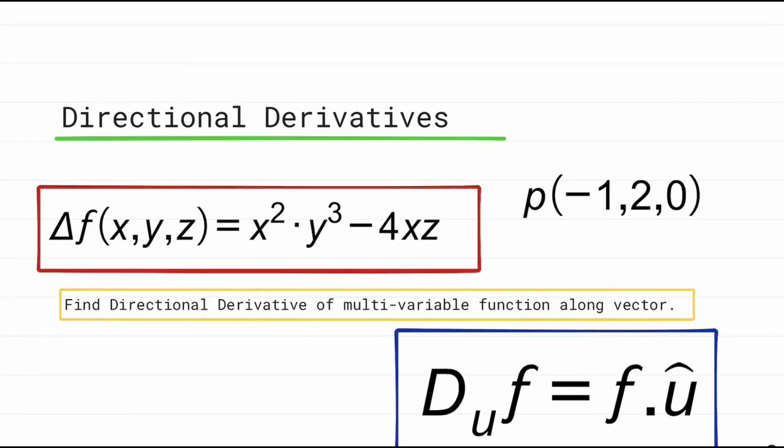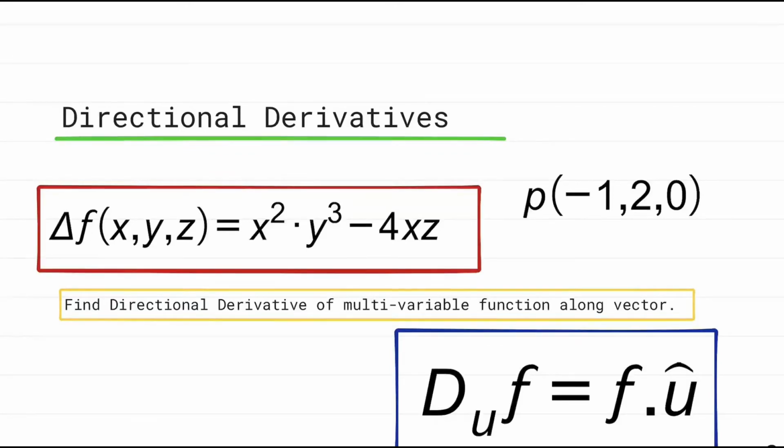Hello guys, so in this video, in this example, we're going to go over how to find directional derivatives given a point, not a vector. Keep in mind that for directional derivatives, we need a vector, which I'll get to later on. But what do we do if we're given a point, not a vector? Anyways, we're given this function of x squared times y cubed minus 4 times x times z.